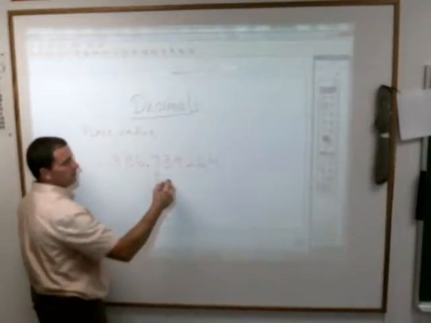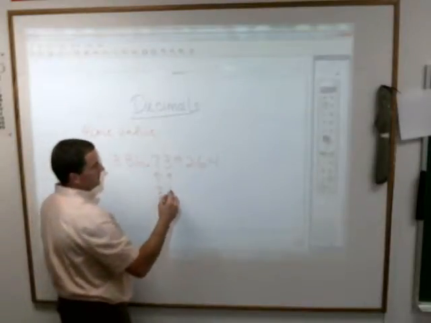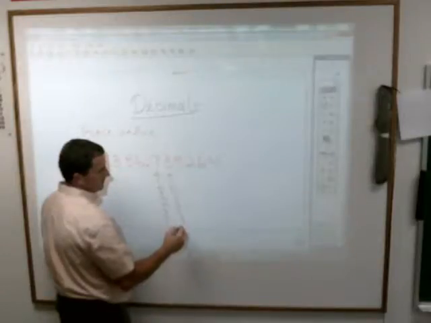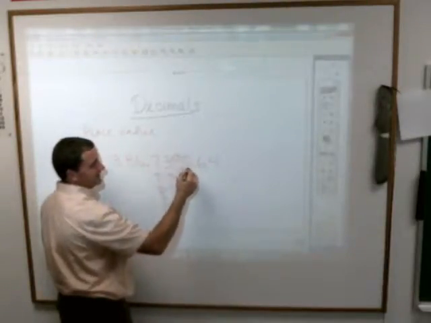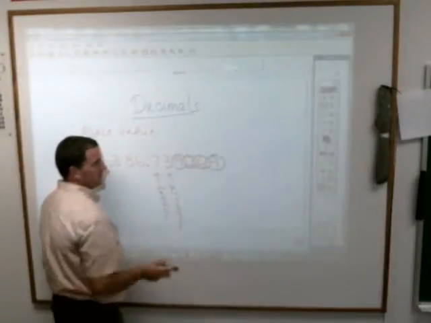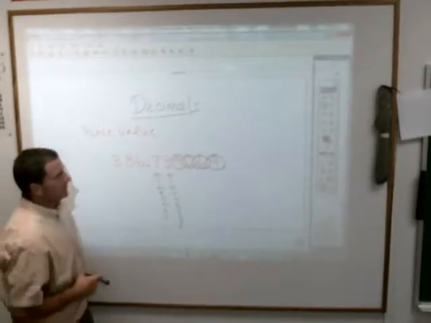After that, it keeps going to the next place, which would be the hundredths. Make sure you put that TH in there. And then you've got the thousandths, ten-thousandths, hundred-thousandths, millionths. Again, this is kind of like 5th grade stuff, so I'm not going to spend a whole lot of time on that. I'm hoping you've got that down.